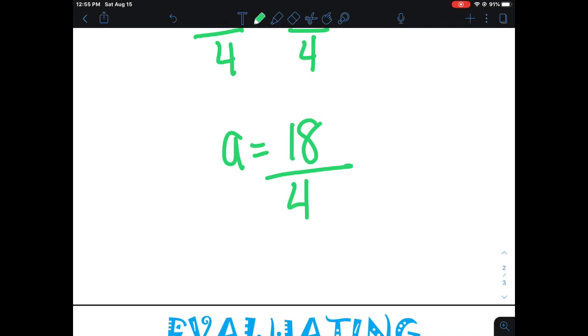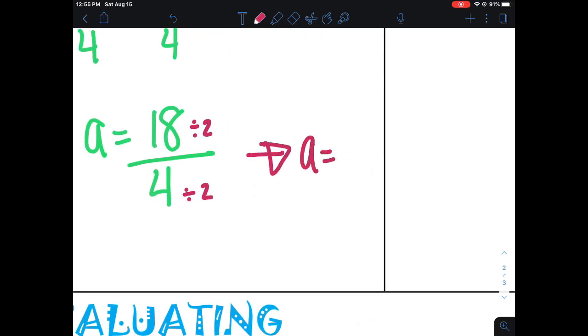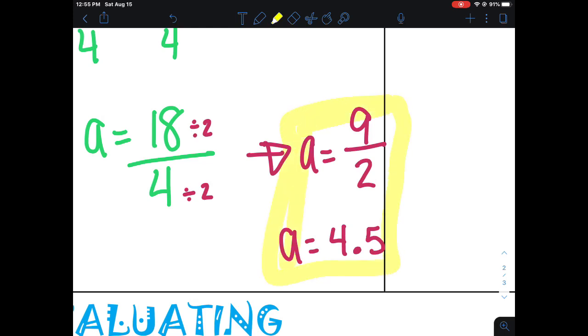Okay, I've got an 18 over 4. Both of those are even numbers. I know I can for sure divide by 2 to the top and to the bottom. And that will leave me with a equaling 9 halves. If you want to write it as a decimal, that's totally fine. A would be 4.5. Okay, or you can leave it as a fraction. Either one, totally acceptable unless the directions tell you otherwise.